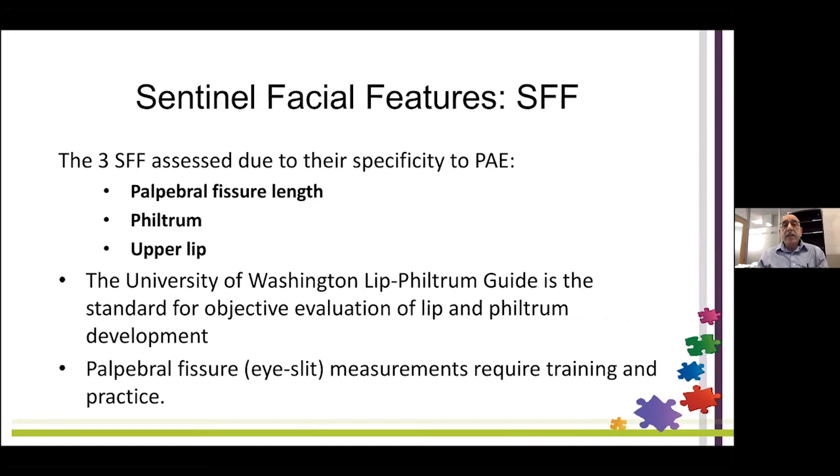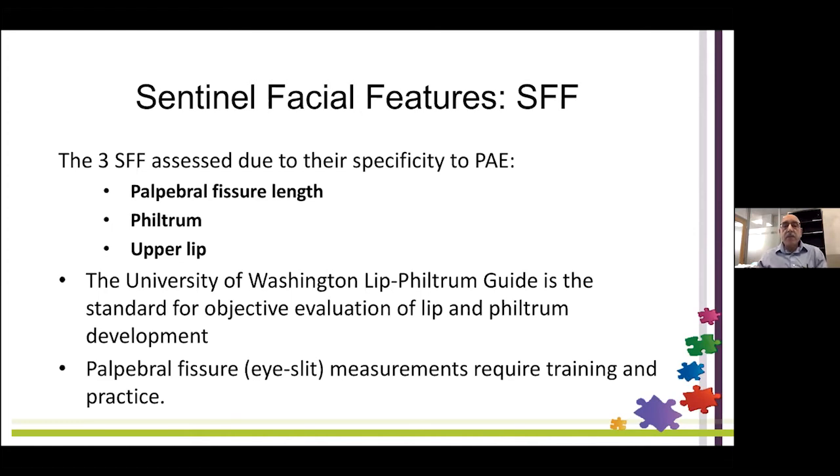We do look at the sentinel facial features. Obviously, one looks at the gestalt, but we know that there are 3 facial features that are specific for prenatal alcohol exposure. And those are the palpebral fissure length, the philtrum, which is the groove between the nose and the upper lip, and the upper lip itself.